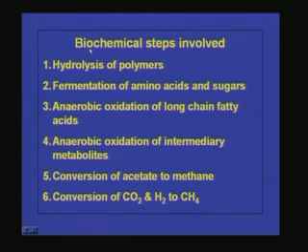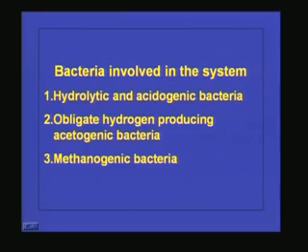So this is what I have told. The biochemical steps involve hydrolysis, fermentation, anaerobic oxidation and anaerobic beta oxidation, conversion of acetate to methane, and conversion of carbon dioxide and hydrogen to methane. And these 6 steps are carried out by 3 different groups of microorganisms. First is the hydrolytic and acidogenic bacteria, another is obligate hydrogen producing acetogenic bacteria, and third is methanogenic bacteria. We will see the role of these bacteria when we discuss the different steps in detail.